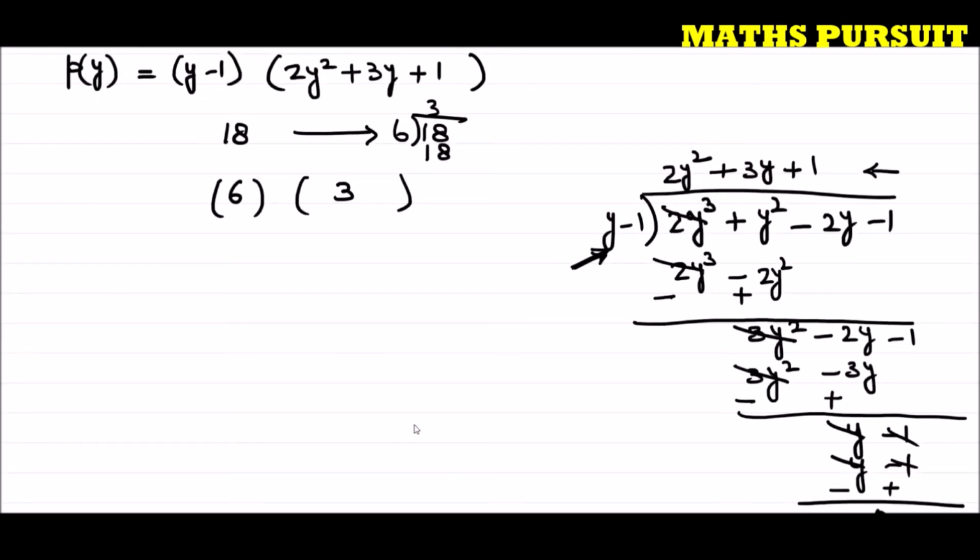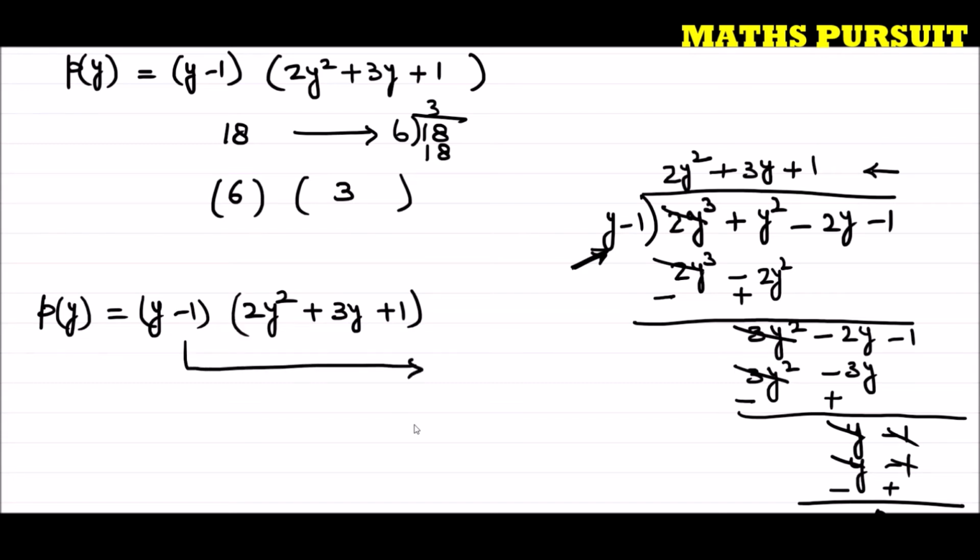So for that let me note it down. What we got here? We got p(y) is equal to (y minus 1) into (2y to the power 2 plus 3y plus 1). This is one factor. And as I told you, if this is a cubic polynomial, we require 3 factors. So we got 1 factor. We will find out 2 more factors from this quadratic polynomial.